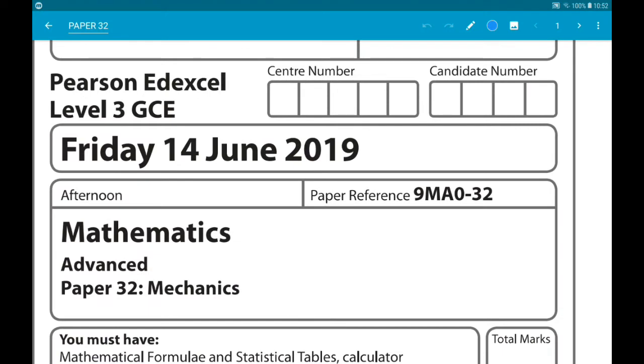Hey there guys, this is the 2019 Edexcel A-Level Maths Paper 3-2, which is the mechanics part of Paper 3.